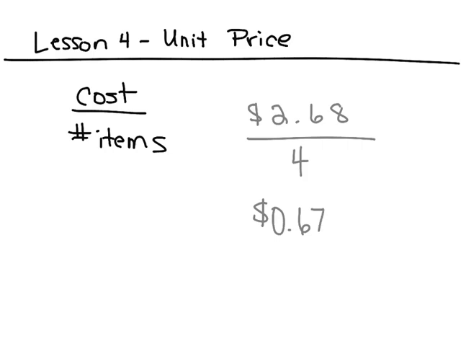0.67 cents per roll. And often when you go shopping, especially in places like Superstore, they do show the unit price on the tag of how much it costs per item. So lots of people use that to compare which is a better buy.